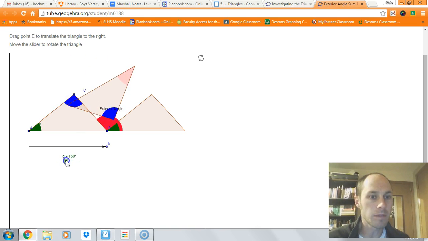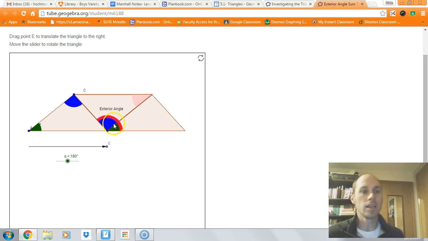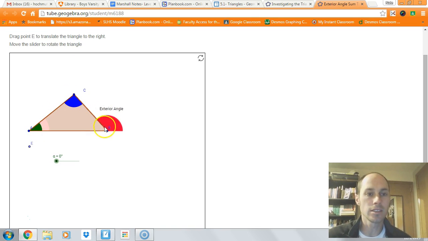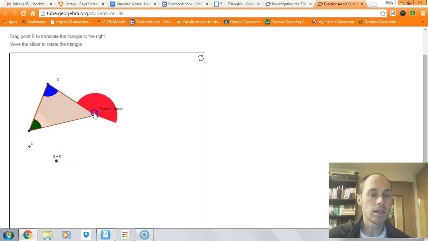But then if I flip the triangle and rotate it, notice what happens to angle C. Notice angle C and angle A equal angle B. And so that's the exterior angle theorem: I can change the triangle size if I want, but those two interior angles, the two non-adjacent interior angles, are equal to the exterior angle. And we can prove that in multiple ways, but it's good to visualize it here and see how it works.